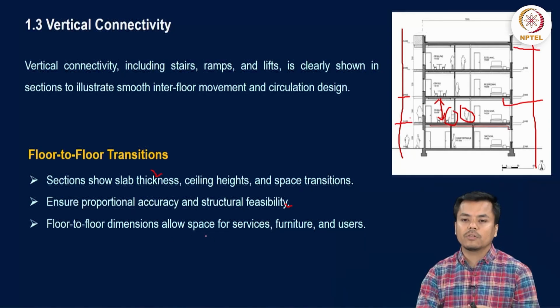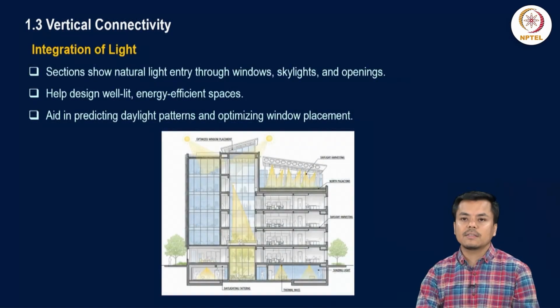Floor to floor dimensions allow space for services, furniture, and also for the users. Then next is about integration of light. So sections show natural light entry through window, skylight and opening. All this is possible with the help of sectional drawing, though you may show it in your floor plan, but clarity comes only through the section drawing.